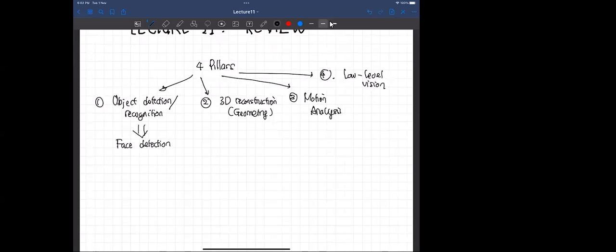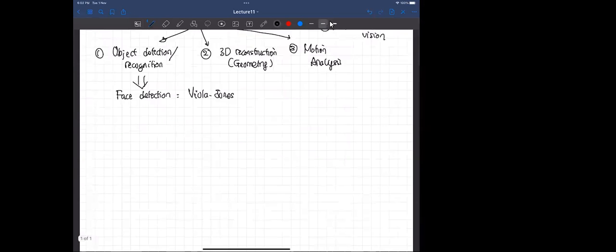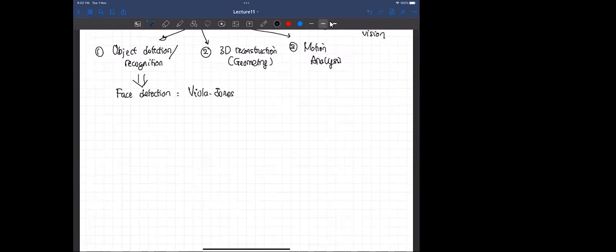And at that time, the technique that we learned quite deeply was the Viola-Jones algorithm for face detection. This Viola-Jones face detection follows a machine learning framework. And the framework here consists of two stages. What are the two stages? Anyone? What are these two stages of machine learning?